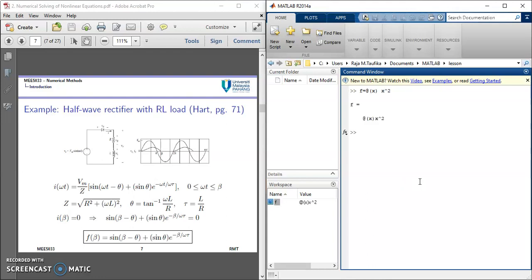I can also create a second function. For example, g(x) equals, let's say, sine x. So I write g(x) equals sine x. Now I have two functions, f equals x squared, g equals sine x.